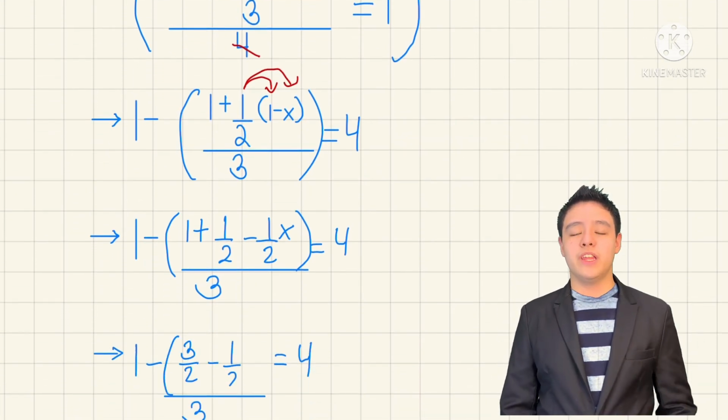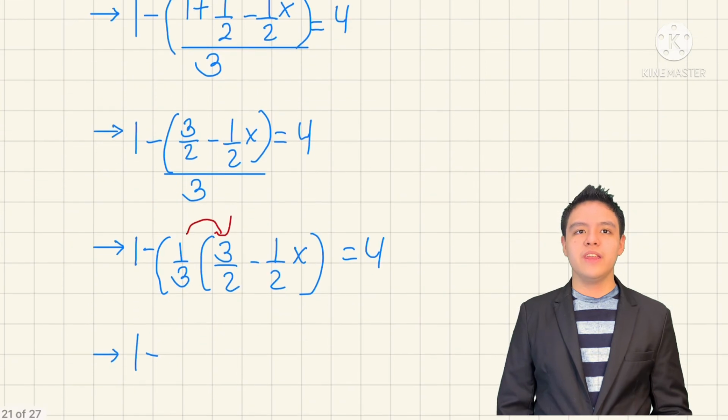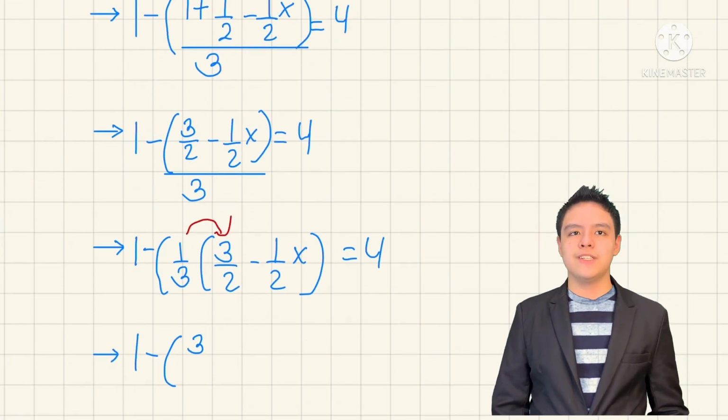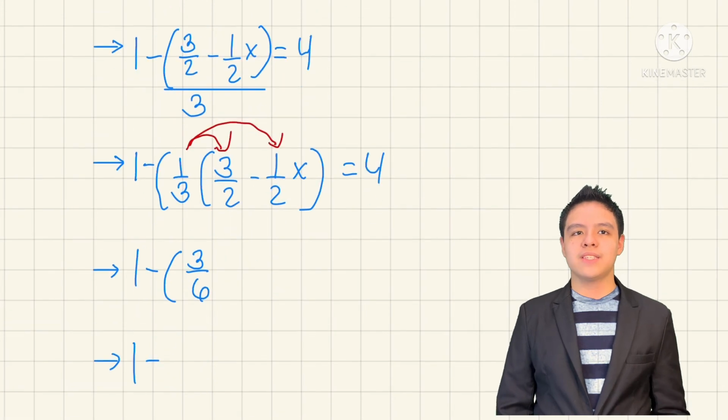And to remove the denominator 3, we'll multiply by 1/2. And 1 over 3 times 3 over 2 is 3 over 6. 1 over 3 times negative 1 over 2x is negative 1 over 6x. And simplify 3 over 6 to 1 over 2.